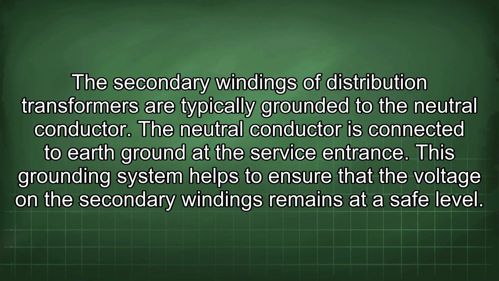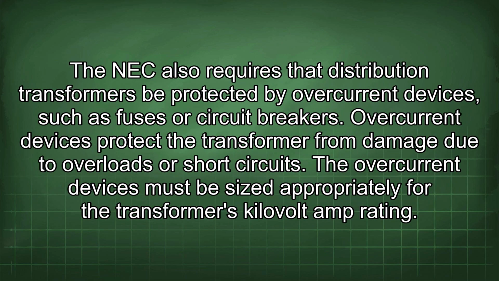The secondary windings of distribution transformers are typically grounded to the neutral conductor. The neutral conductor is connected to earth ground at the service entrance. This grounding system helps to ensure that the voltage on the secondary windings remains at a safe level. The NEC also requires that distribution transformers be protected by overcurrent devices such as fuses or circuit breakers. Overcurrent devices protect the transformer from damage due to overloads or short circuits.